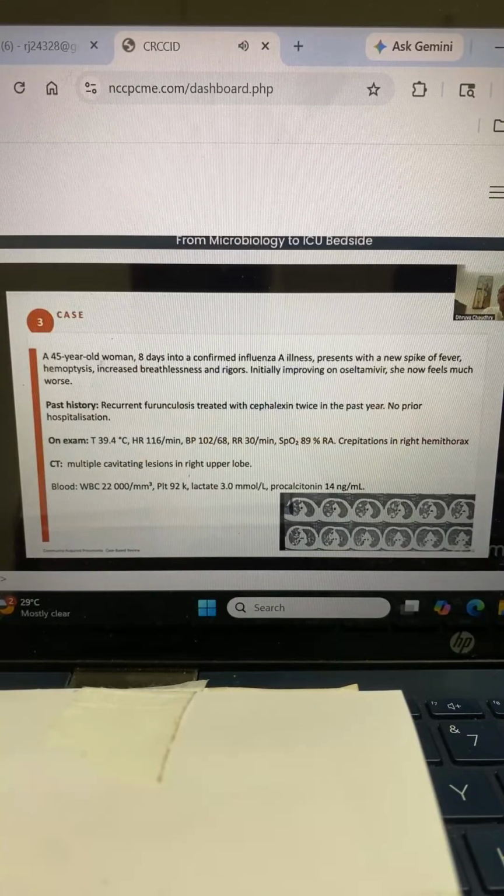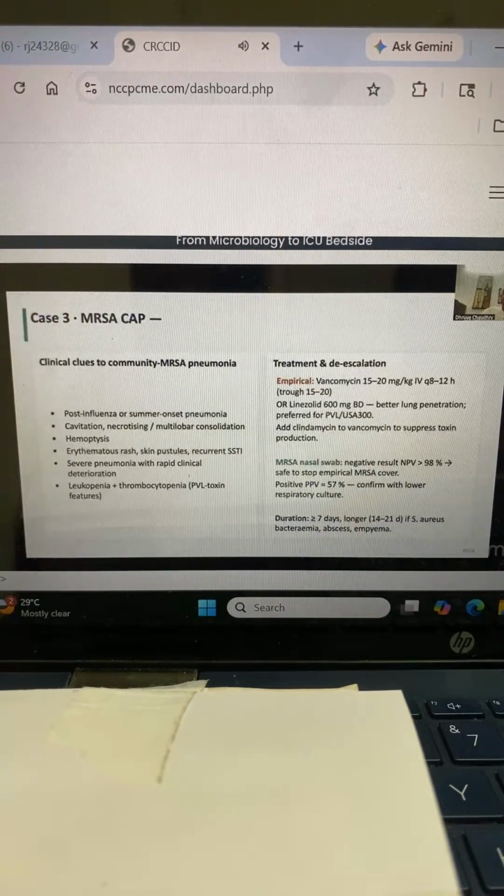Now this is the third case, of influenza, which came to us. Multiple cavitary lesions in the right upper lobe, as you can see. What we found was a markedly increased WBC, platelets were low, lactate was more than 2 but less than 4, and procalcitonin was very high. In this case it was post-influenza, and the patient had a history of erythematous rash and recurrent skin and soft tissue infection.